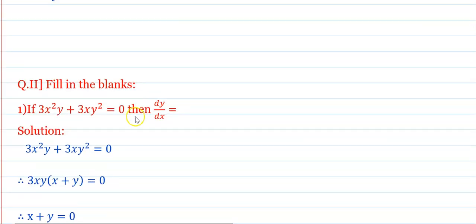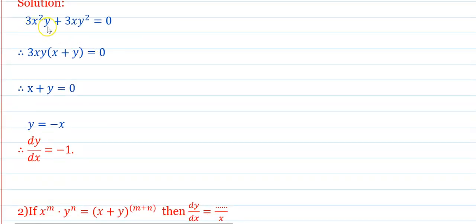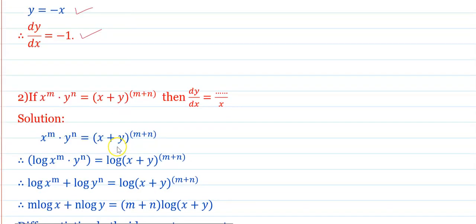Now the next type of question, number 2, fill in the blanks. If 3x squared y plus 3xy squared is equal to 0, then dy by dx is equal to what? Here, 3xy is common from both terms. 3xy in bracket x plus y is equal to 0. The product of these two terms is 0, so x plus y is equal to 0. Therefore, y is equal to minus x. Differentiate this with respect to x. Therefore, dy by dx is equal to minus 1. And this is the answer.